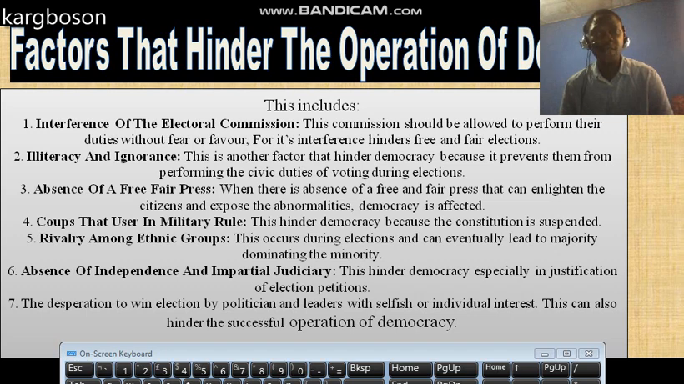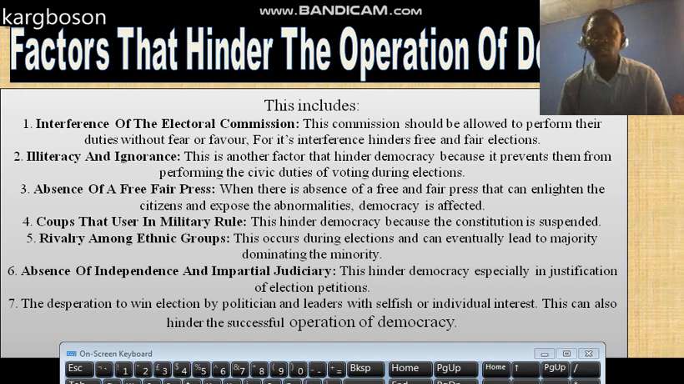Of course, rivalry among ethnic groups occurs during elections and can eventually lead to the majority dominating the minority. Democracy is also being hindered because of rivalry among ethnic groups, and if that happens, even the minority cannot see their way, and democracy is trying to cater for everybody. It's also a huge problem for the operation of democracy.